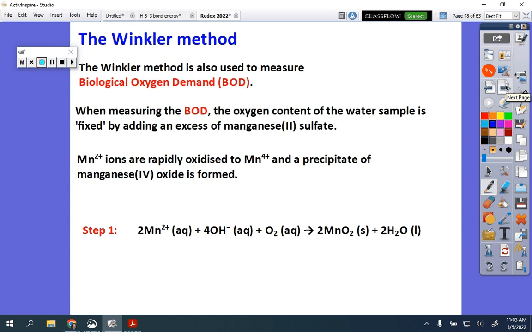It can also be used to test this thing called biological oxygen demand, which is basically how much the oxygen has changed. If we take a sample of water and let it sit for a while, how much does the level of oxygen change? How much is being used up by organisms in the water, microorganisms? That's another common thing that you get in the environmental sciences.